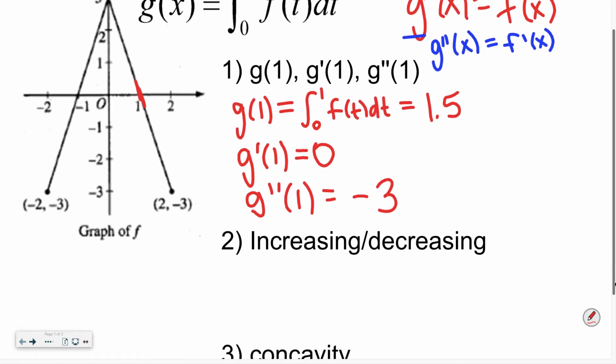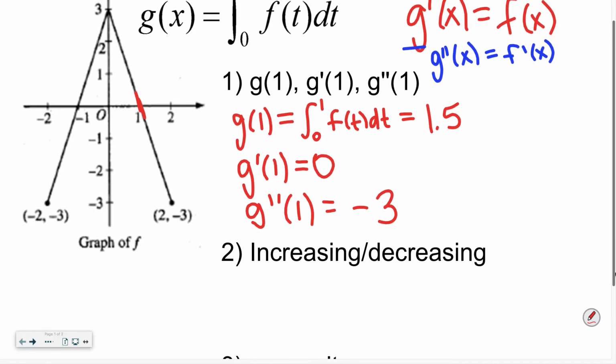Okay, I want to know where G is increasing and decreasing. I want to know where function G is increasing and decreasing. I'll give you a moment to process with your group. Talk about where you think it's increasing and decreasing.